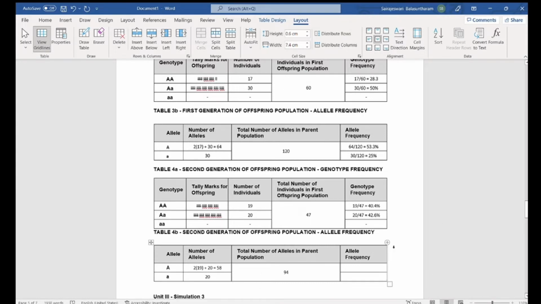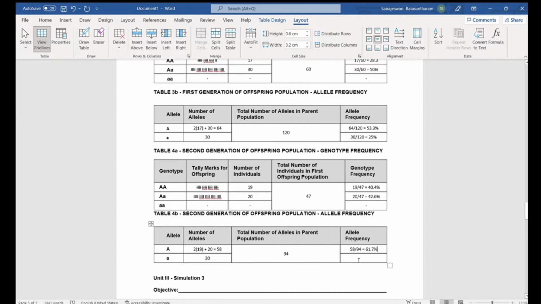And then you calculate the allele frequency. So the allele frequency is 58 over 94 times 100, and you get 61.7%. And 20 over 94, and that will be equal to 21.27%.